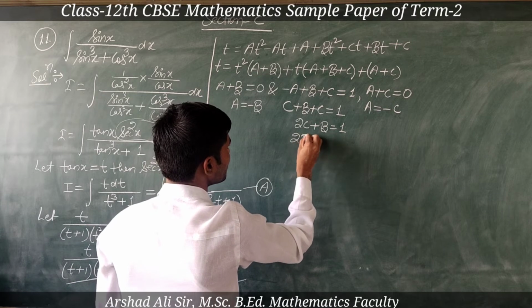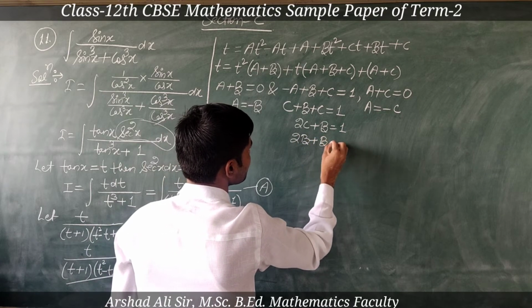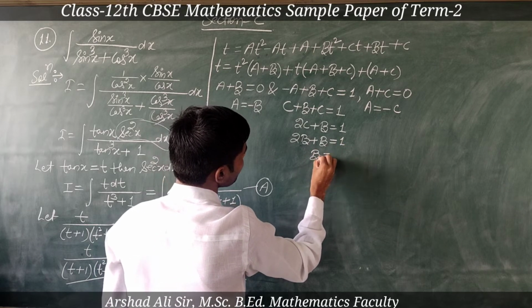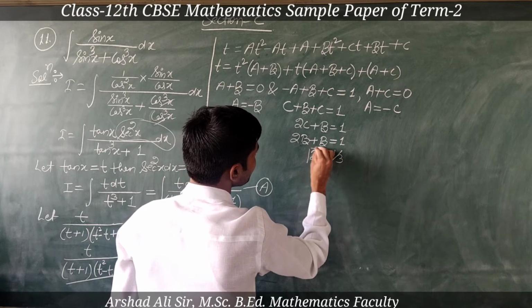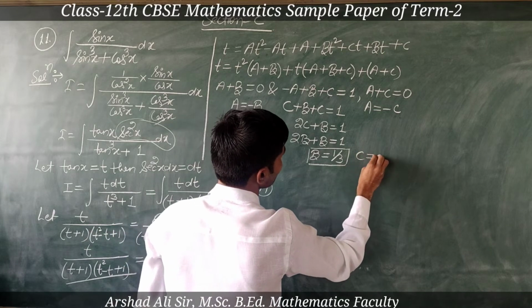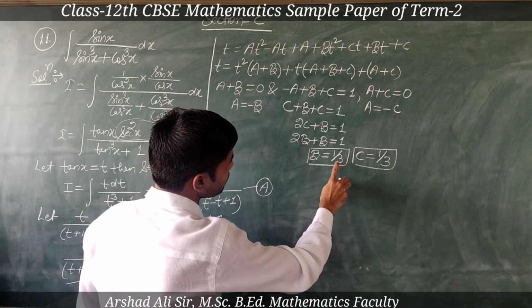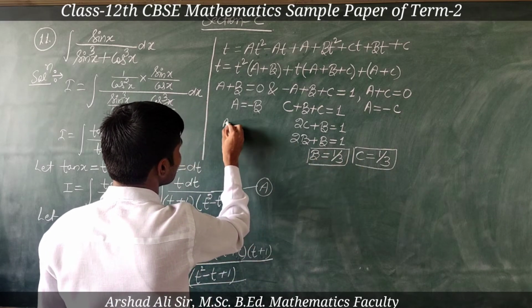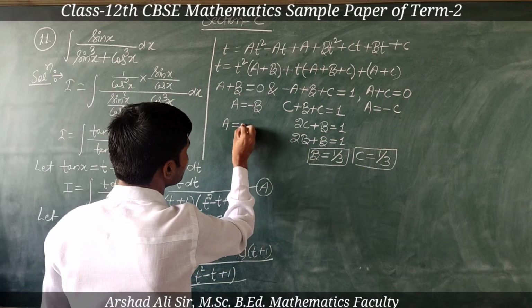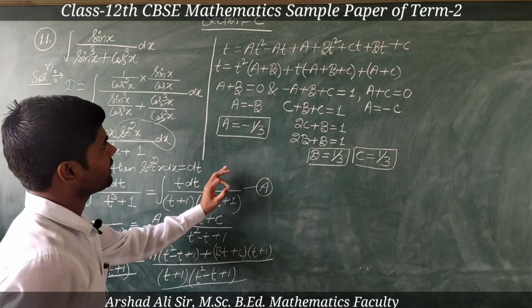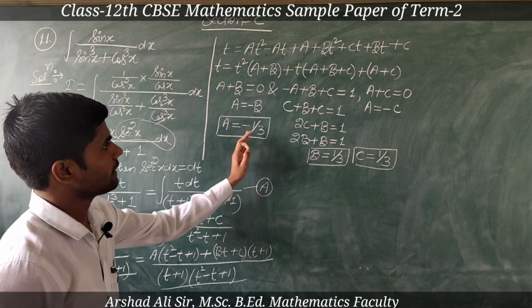So 2b plus b is equal to 1. It means 3b equal to 1, or b is equal to 1 upon 3. If b is equal to 1 upon 3, then c is equal to 1 upon 3, because b and c are equal. Now we have the values of b and c. Now we can find the value of a. A is equal to minus b, it means a is equal to minus 1 upon 3. Now we have all the values of constants a, b and c.